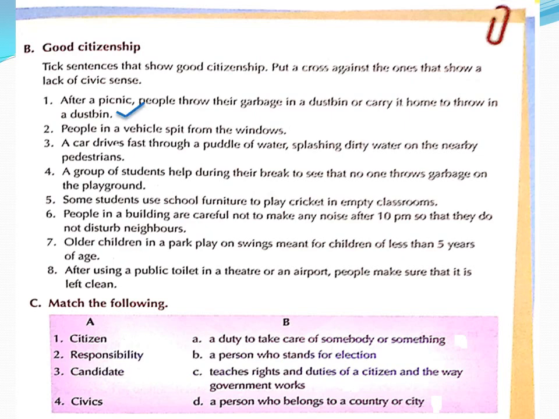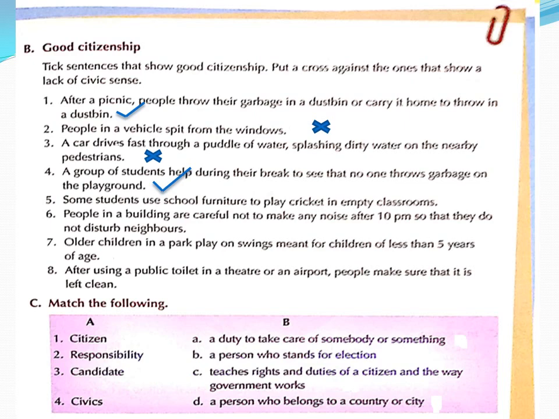Number 2. People in a vehicle spit from the windows. Very bad activity. So it shows lack of civic sense. So we will put a cross. Number 3. A car drives fast through a puddle of water, splashing dirty water on the nearby pedestrians. Again, lack of civic sense. We will put a cross after 3. Number 4, a group of students help during their break to see that no one throws garbage on the playground. Very good activity. This is the true activity of a good citizen. So we will put a tick.